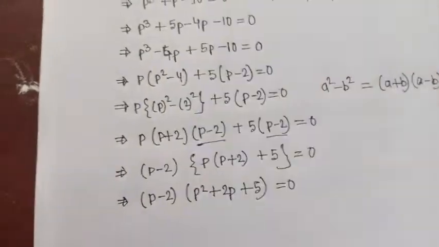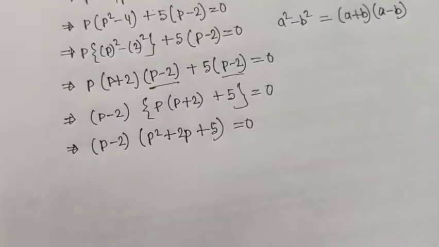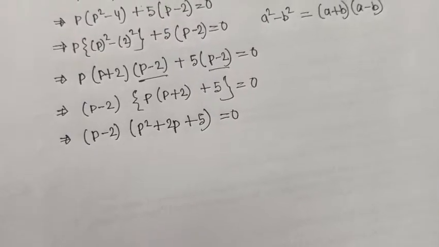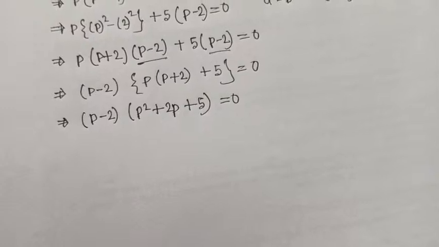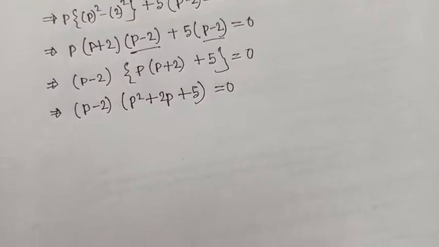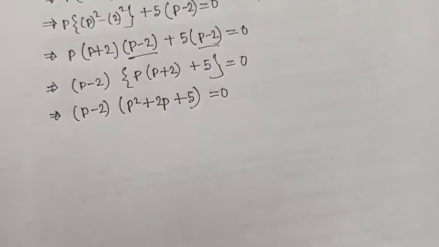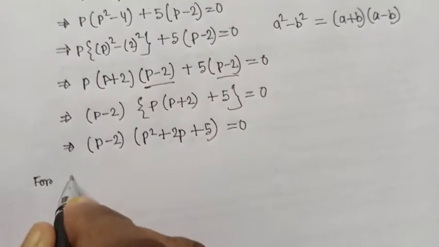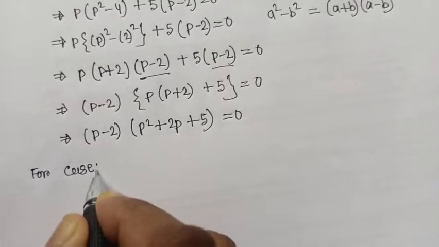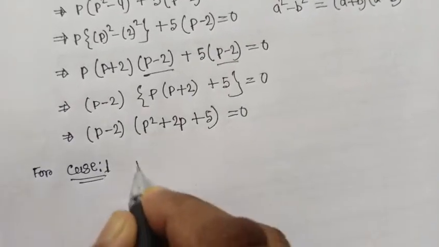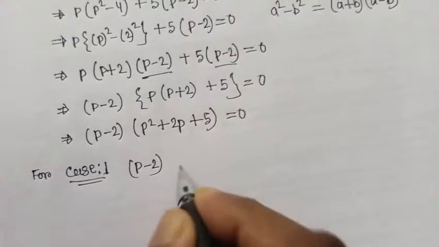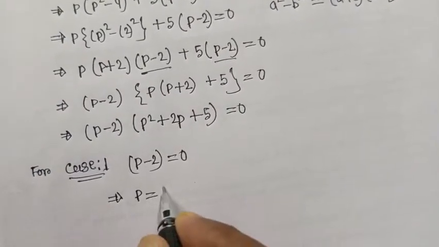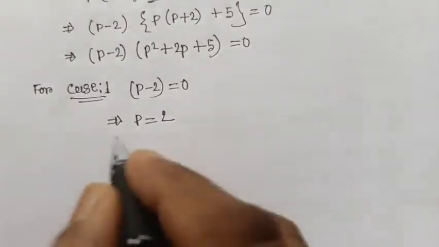Now we are seeing that the product of two expressions is 0. So one expression should be equal to 0 or the other expression should be equal to 0. So for case 1, if we take p minus 2 equals 0, that is p equals 2.